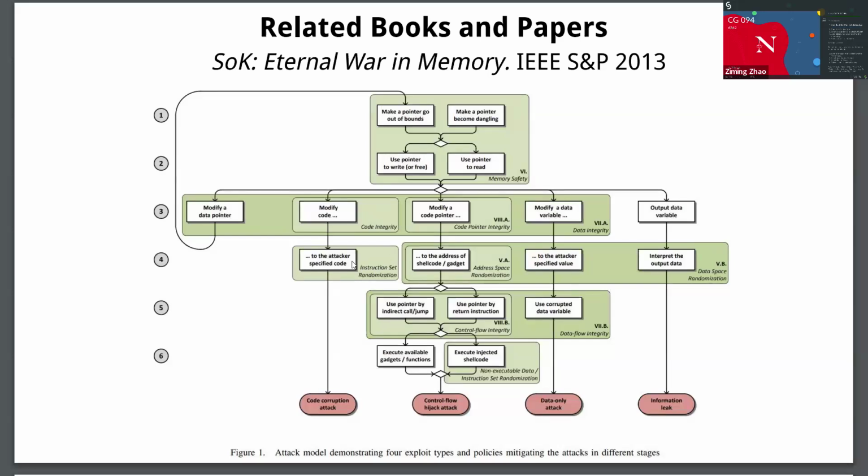Then depending on what code pointer that is, the code pointer could be a return address. It could be a function pointer, right? Then you can fully control this computer. Then you may want to inject shellcode to do that. And also this figure talks about how we can defeat those kinds of attacks.